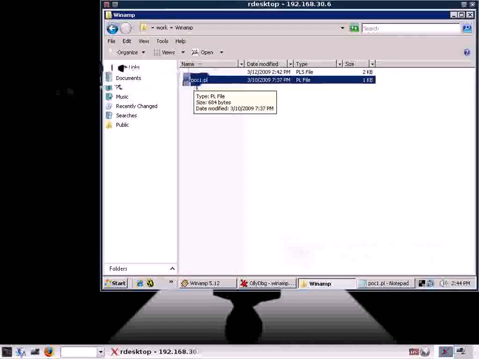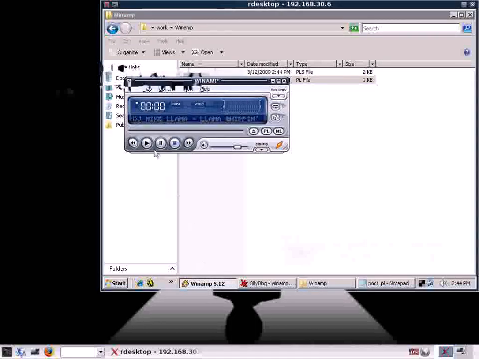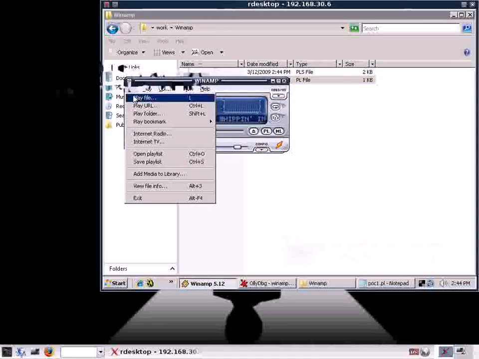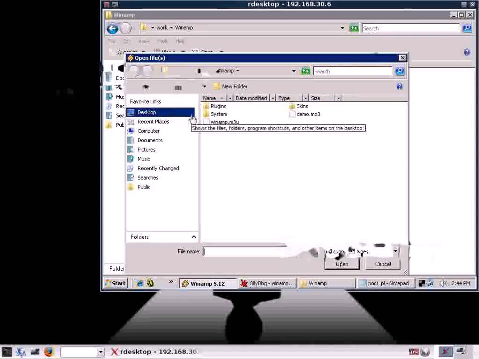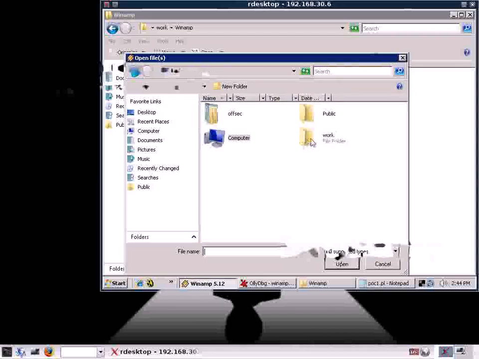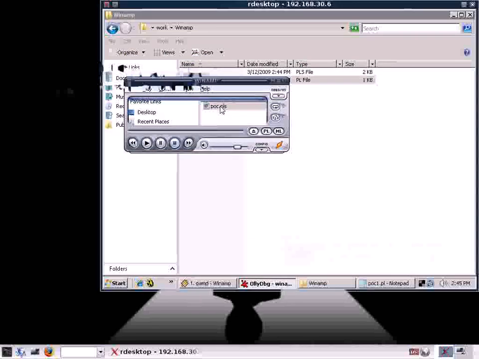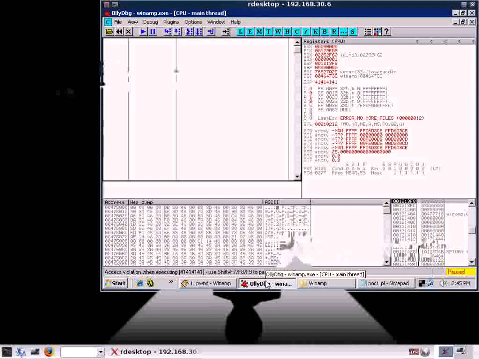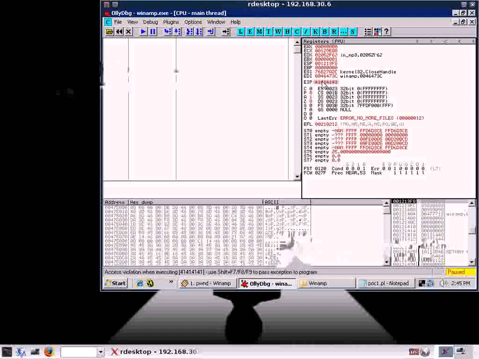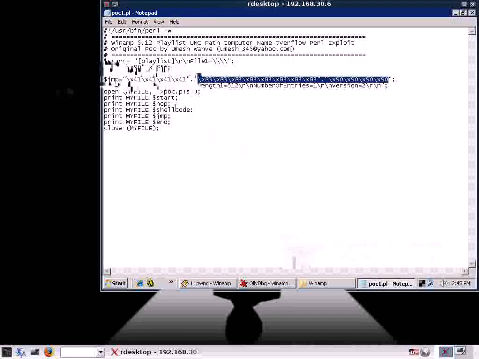I'll generate the playlist file and open this file in Winamp. Alright, so Olly tells us we have a crash. You can see that EIP was overwritten by those specific 4 bytes in our proof of concept, these ones here.